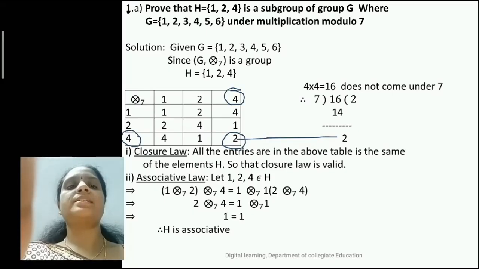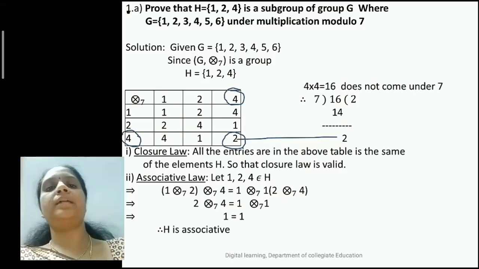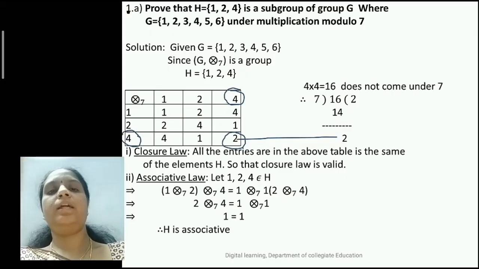4 into 4 is 16, but we can't write 16 here. I have clearly shown with the division: 4 into 4 becomes 16, which does not come under 7. If you divide by 7, the remainder becomes 2.